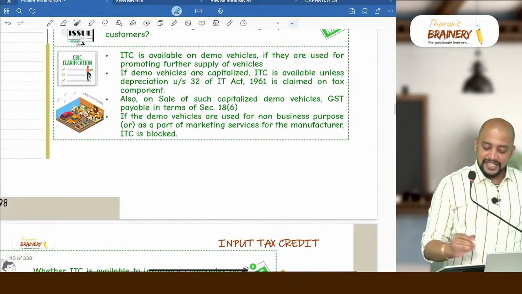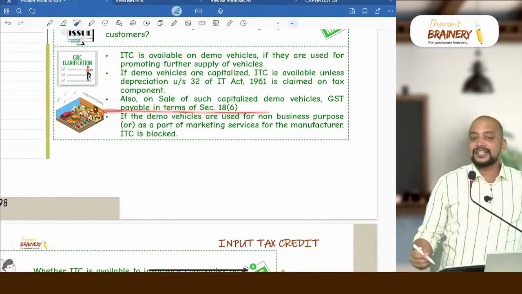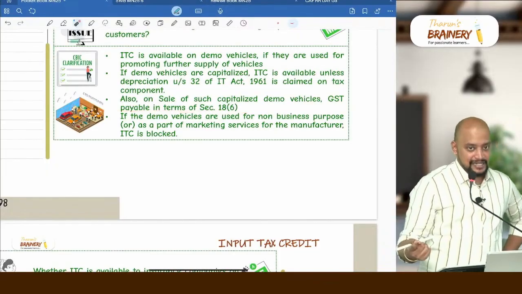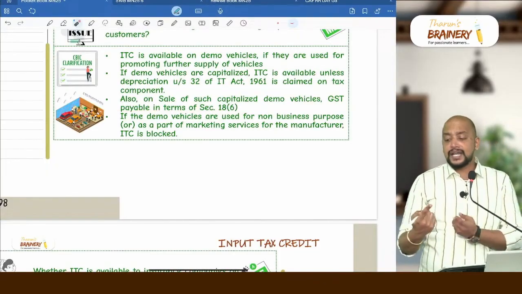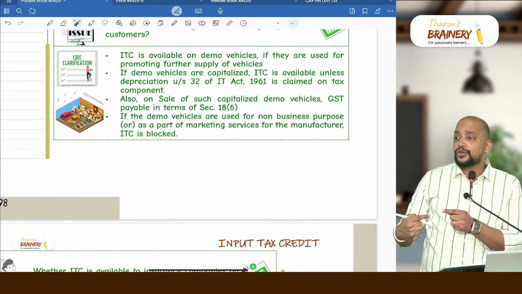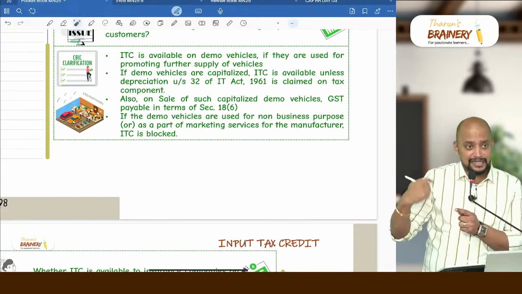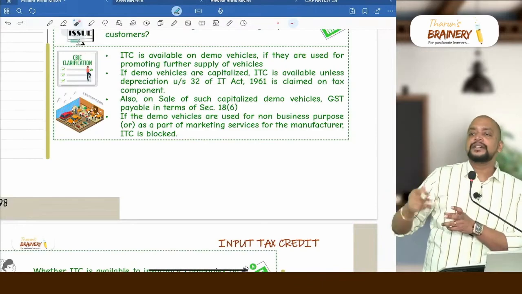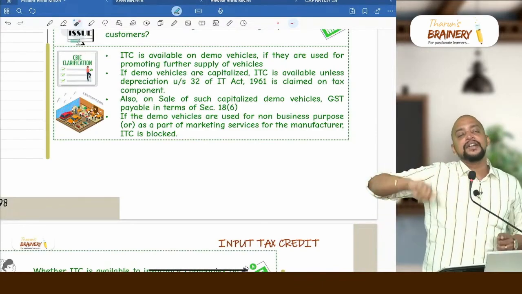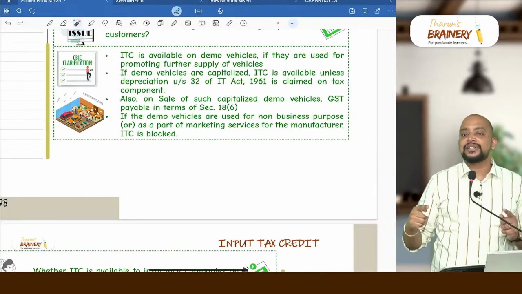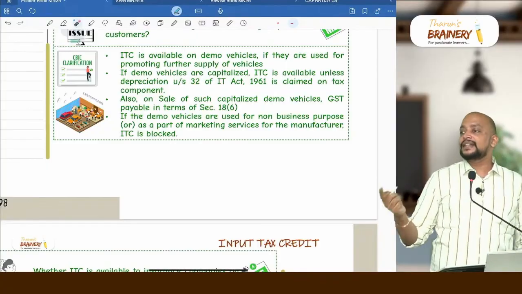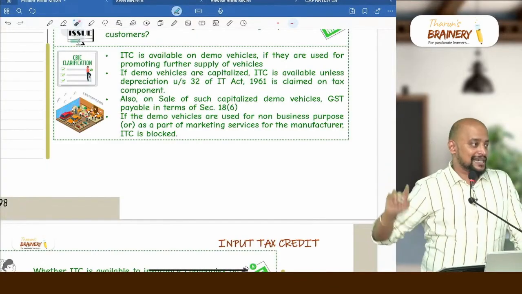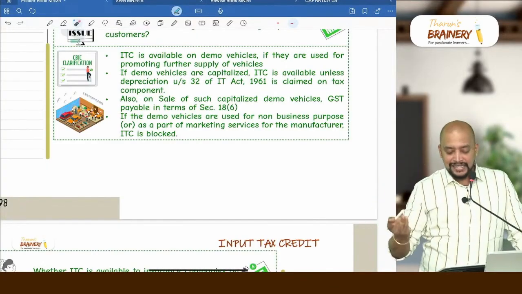Also, on sale of such capitalized demo vehicles, GST is payable in terms of 18(6). So why will 18(6) come? First I am purchasing the demo car, and the GST paid on that demo car I have capitalized, and I have taken the GST paid as ITC, and it is a capital good on which ITC is availed. When we are disposing of, we need to pay GST in terms of 18(6), that is ITC availed minus 5% etc., or sale value, whichever is higher.